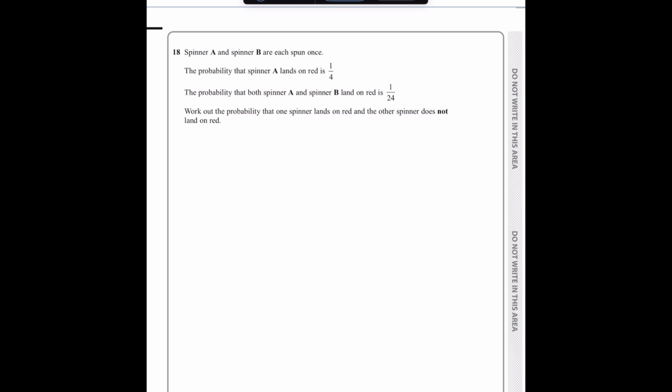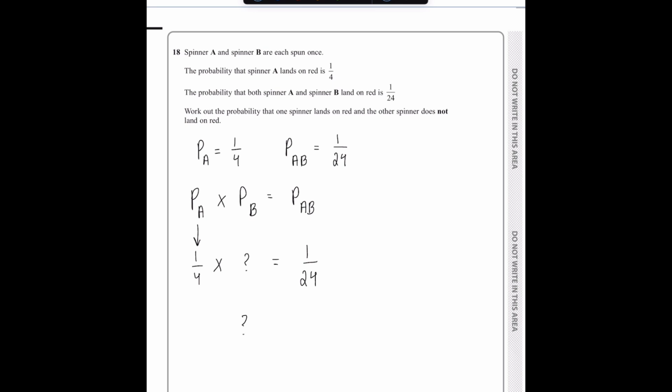So, what we can say here is the probability of A spinning on red is 1 over 4. And the probability of A and B spinning on red is 1 over 24. So in other words, what we can do is find out what the probability of B spinning on red is, because the probability of A spinning on red times by the probability of B spinning on red is equal to the probability of A and B spinning on red. So here, the probability of A is 1 over 4. Probability of B is what we want to find out, and that is equal to 1 over 24.